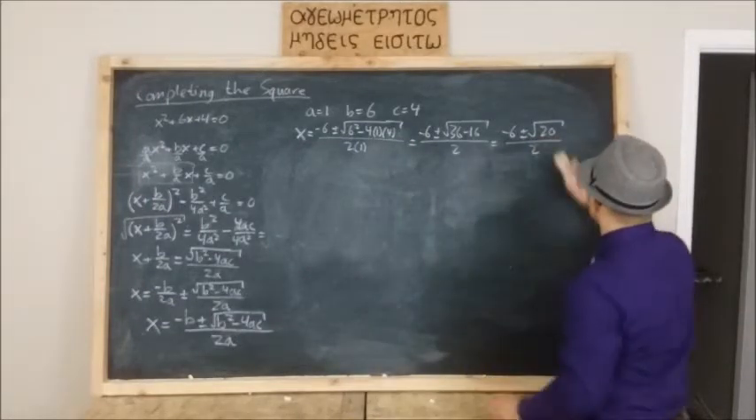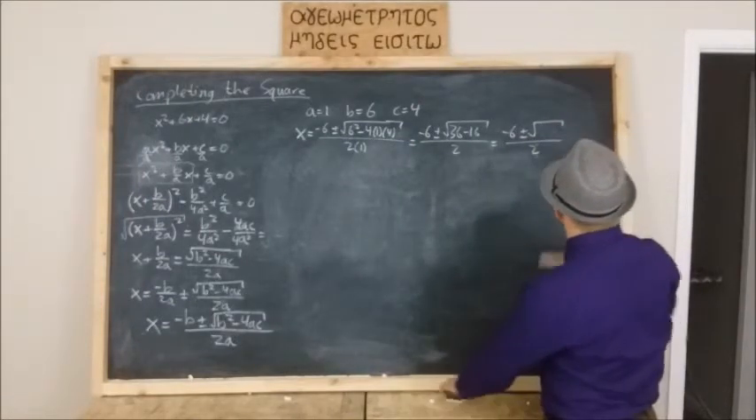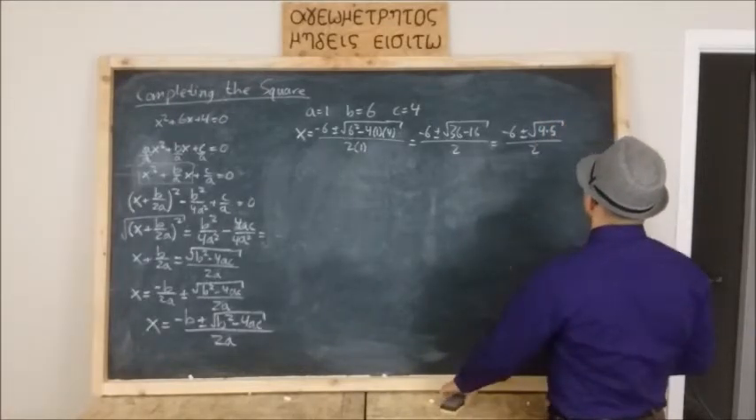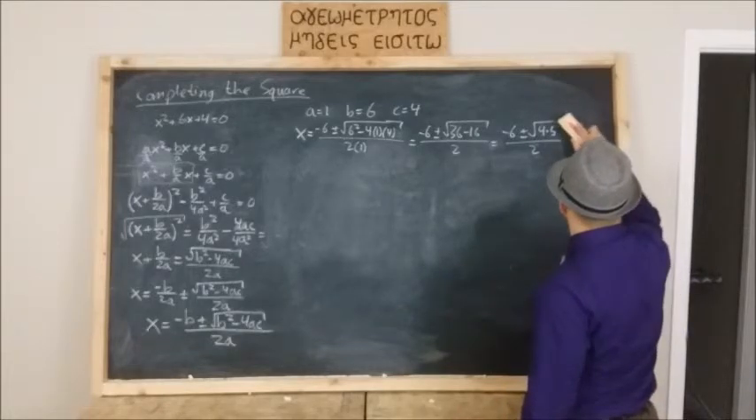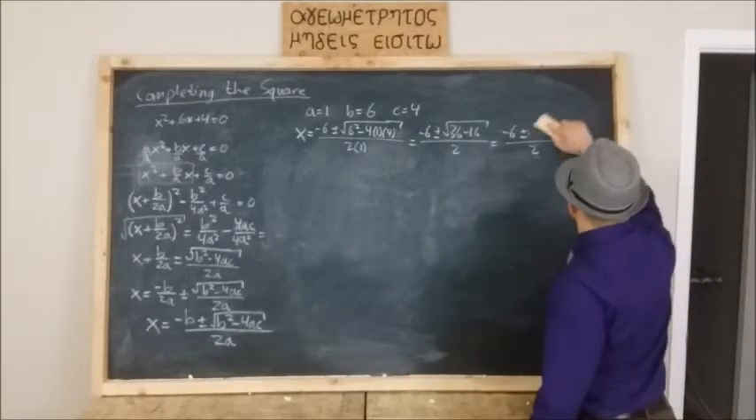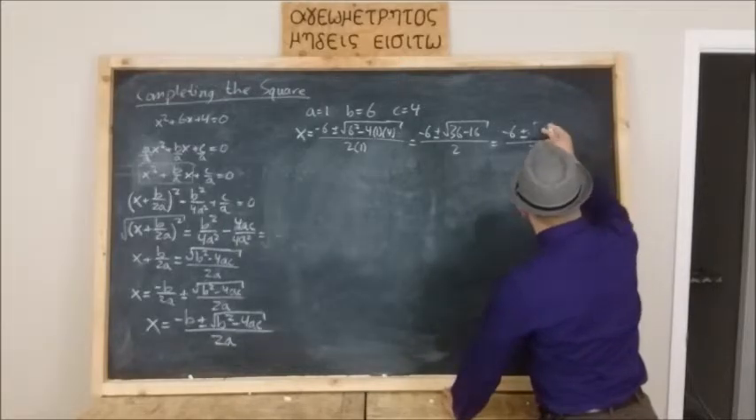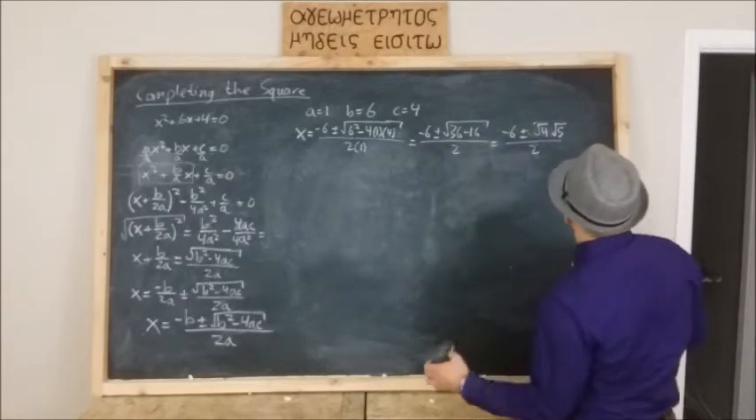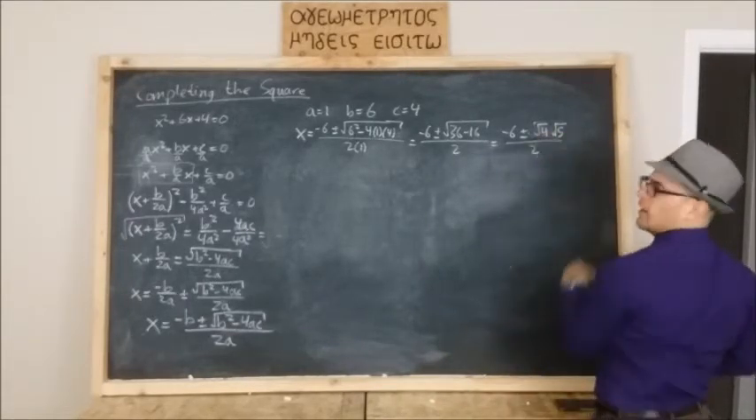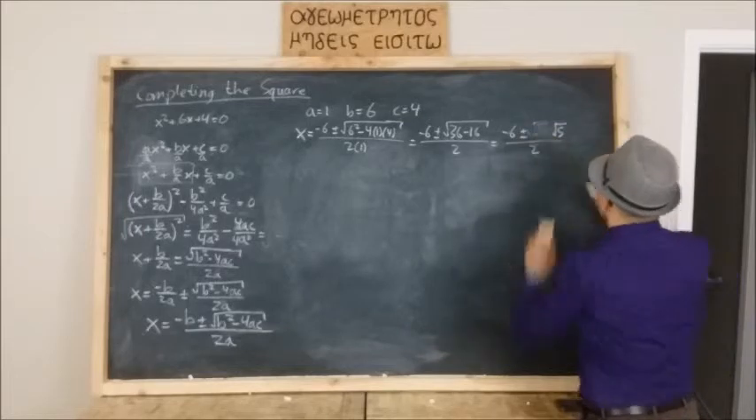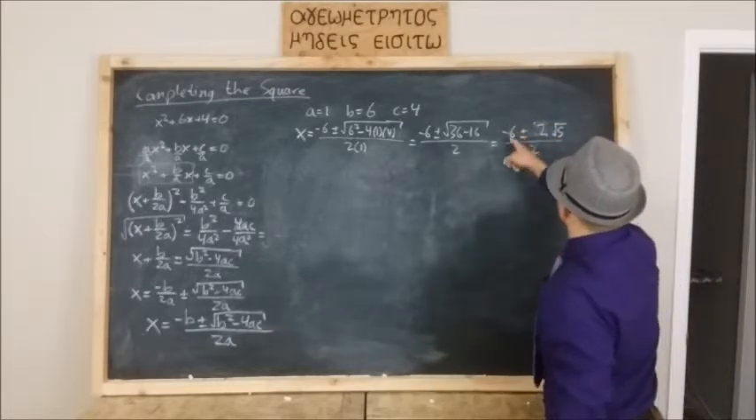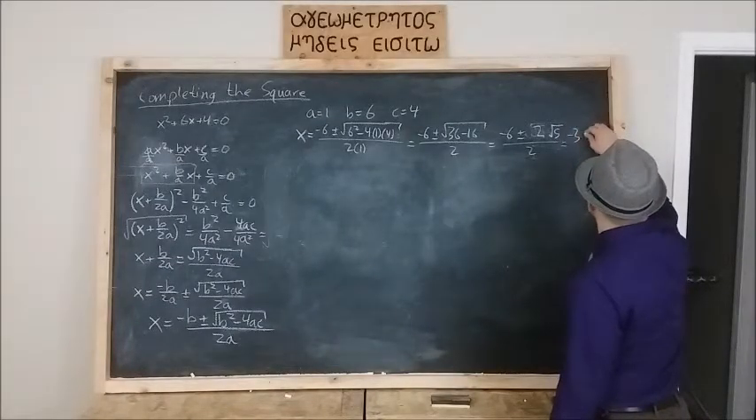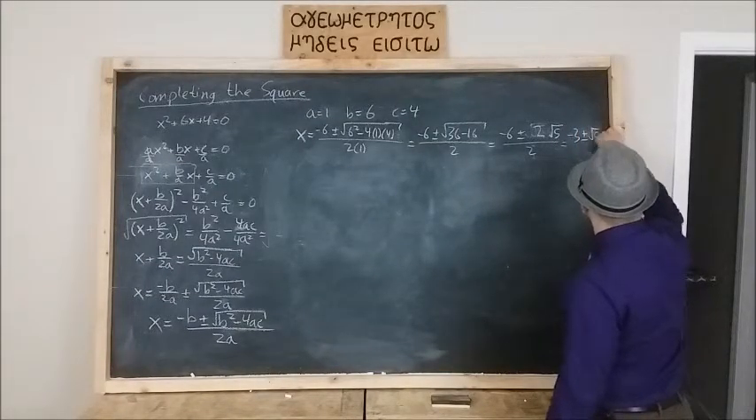Well, 20 can be rewritten as 4 times 5. Okay, so the square root of 4 times 5 can be rewritten as the square root of 4 times the square root of 5. All right, the square root of 4 can be rewritten as 2. I can divide each term by 2 to get negative 3 plus or minus the square root of 5.